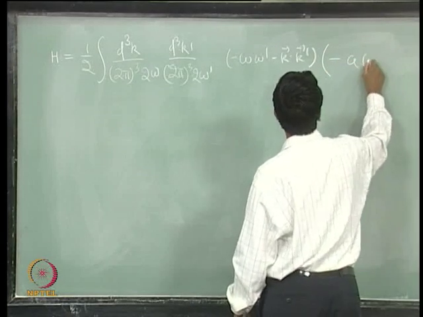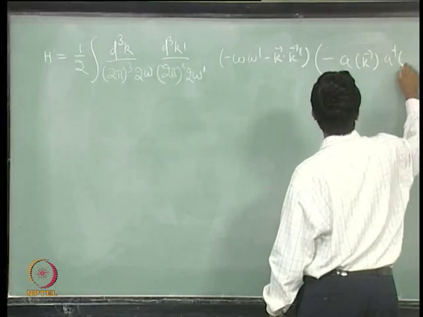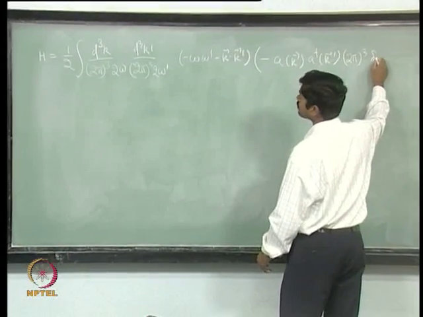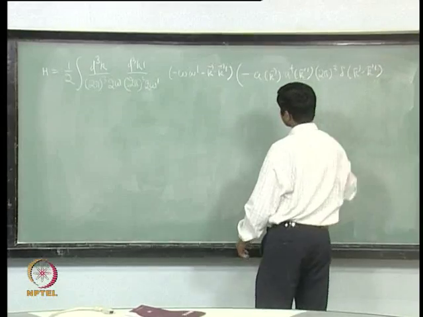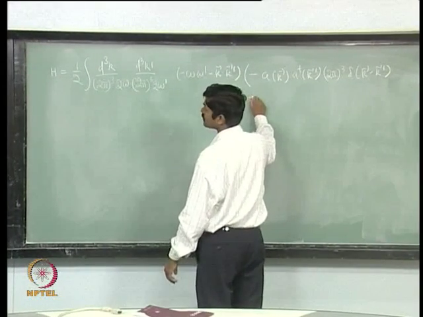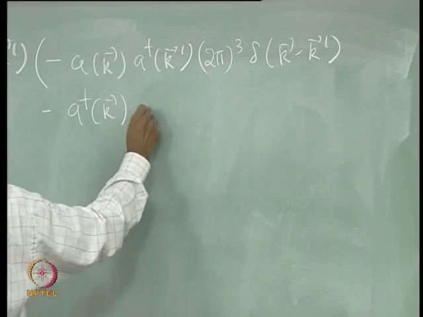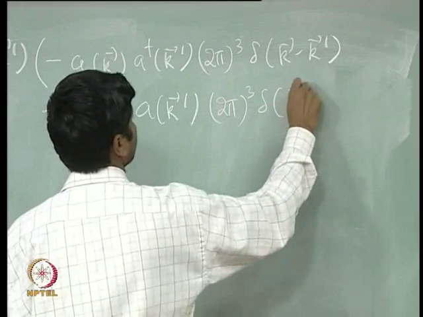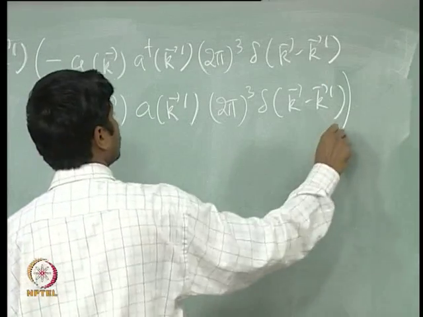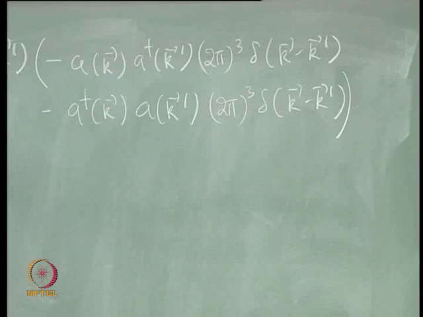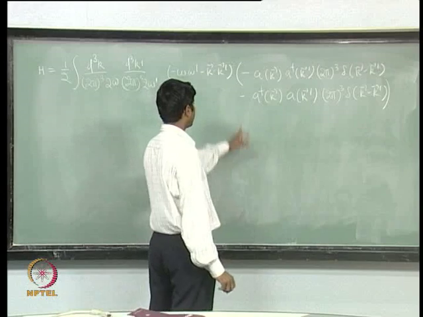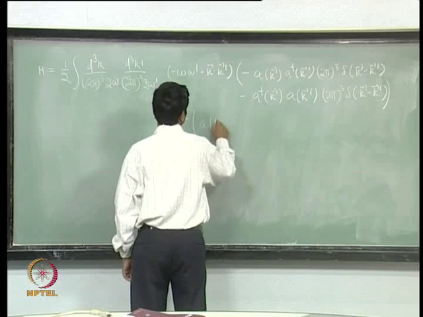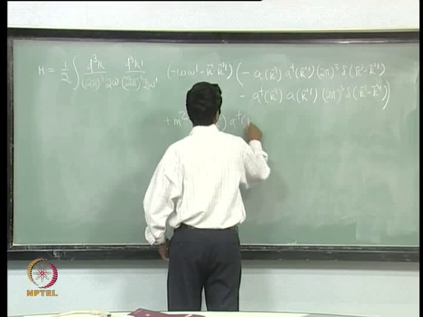This times minus a k a dagger k prime, 2 pi cube delta of k minus k prime, minus a dagger k a k prime, 2 pi cube delta of k minus k prime, and then plus m square, again the same set of terms, times a k, this time with a plus sign, a dagger k prime.